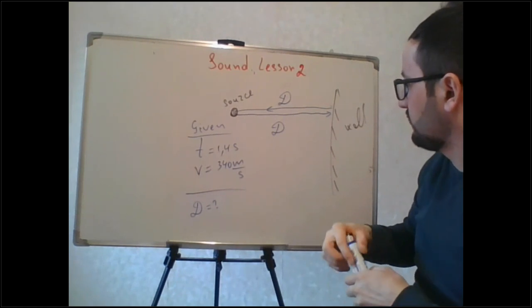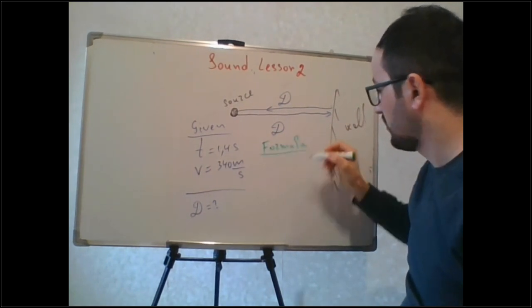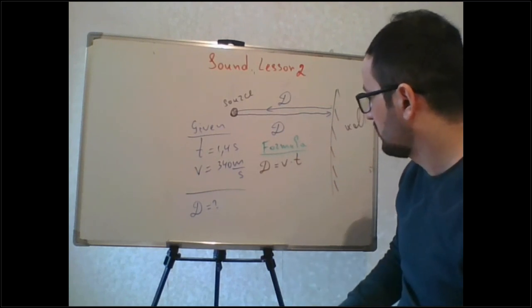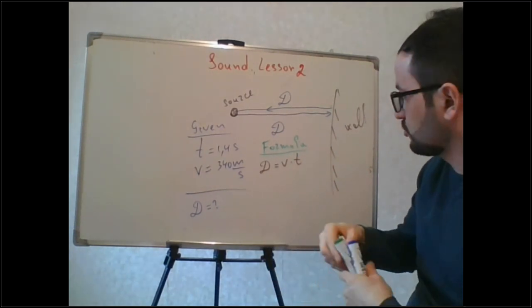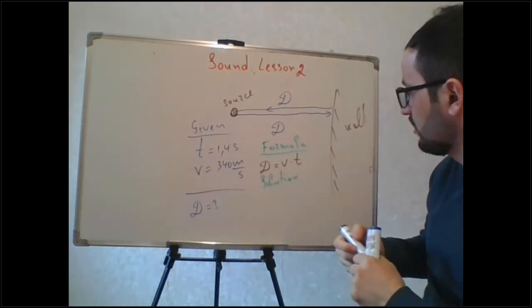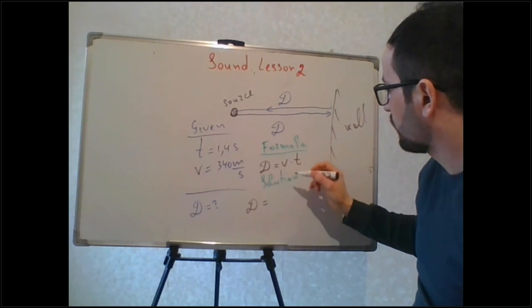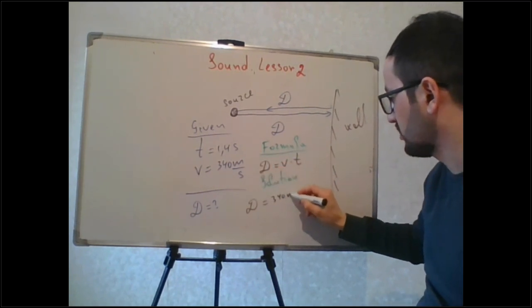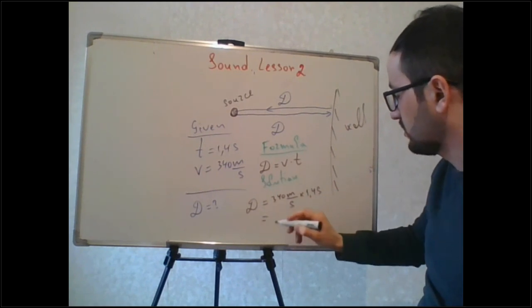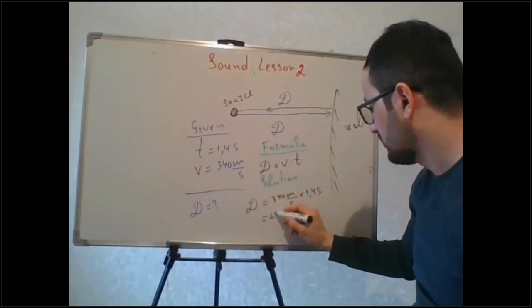So what's the formula? Distance equals V multiplied by T. Distance equals speed multiplied by time taken. And its solution: distance equals V, what's V? 340 meter per second, multiplied by 1.4 second. So what's the answer? Its answer is 476 meter.